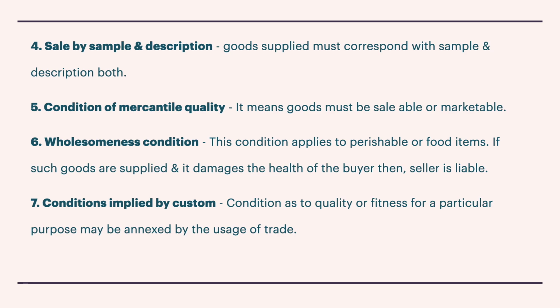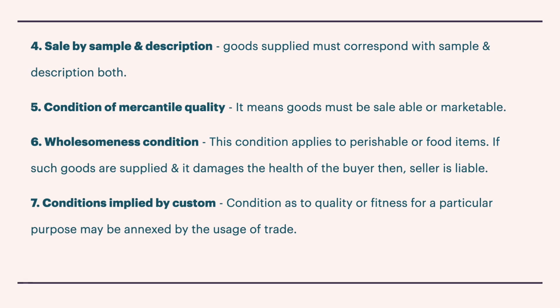So the seventh and last implied condition is conditions implied by custom. Condition as to quality or fitness for a particular purpose may be annexed by the usage of trade. That means, implied by custom, for whatever purpose you have bought a particular product or commodity, it must be fit to use. Let's say you have purchased a treadmill. A treadmill is used for fitness purposes.